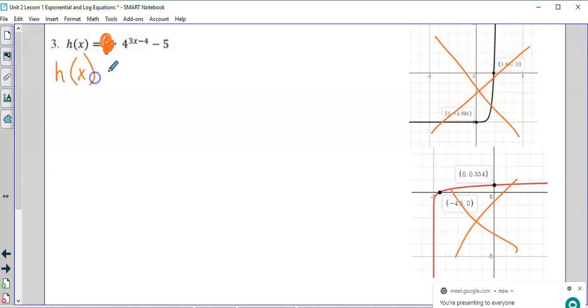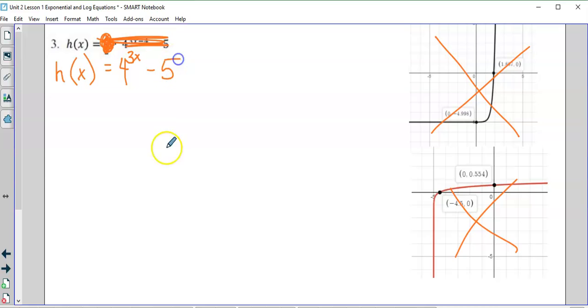H of x equals 4. I'm going to rewrite the whole thing. 4 to the 3x minus 5. Let's do it like that.